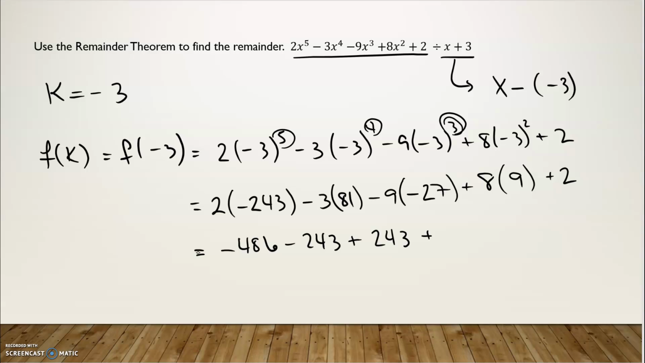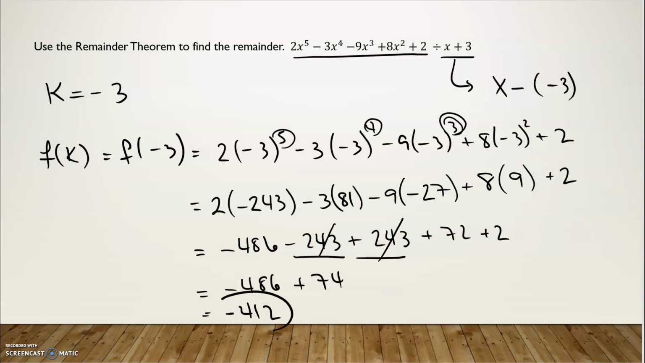Plus, okay, 8 times 9, that's 72, and then plus 2. Notice I've got a negative 243 and a positive 243. Those just cancel each other out. So I've got negative 486 plus 74. Okay, so I've got 74 minus 486. I'm getting negative 412 for my remainder. Okay, so my remainder is negative 412.